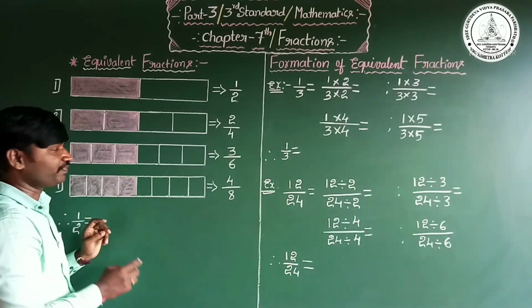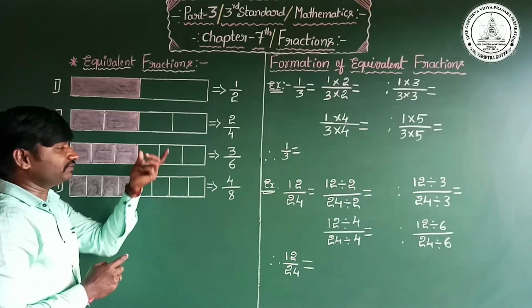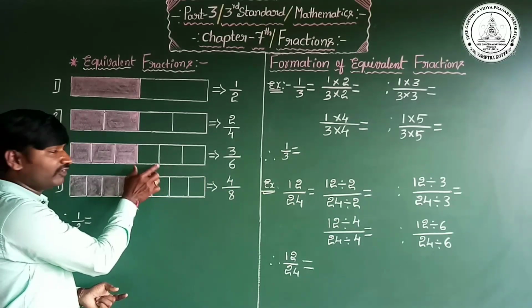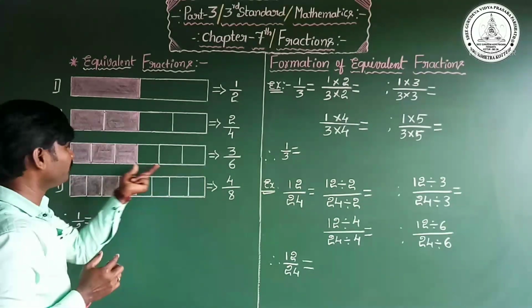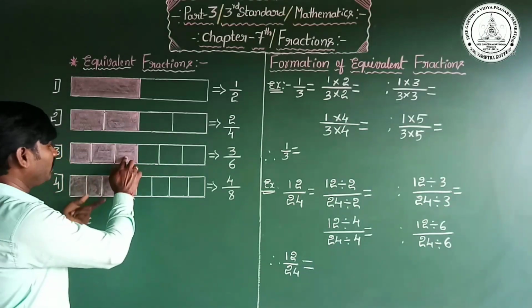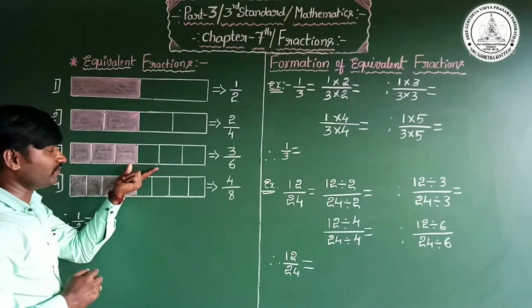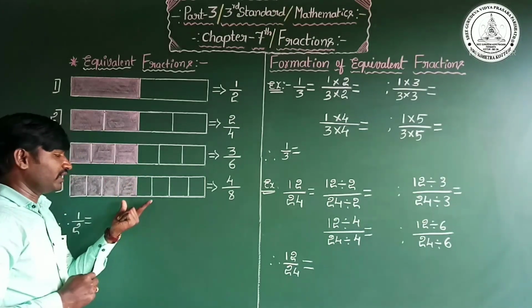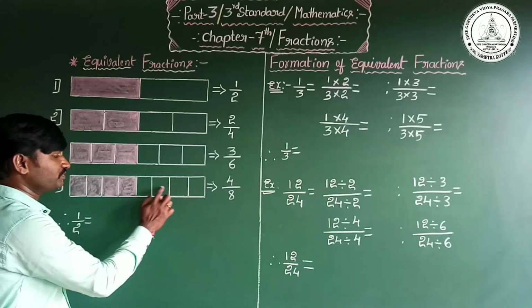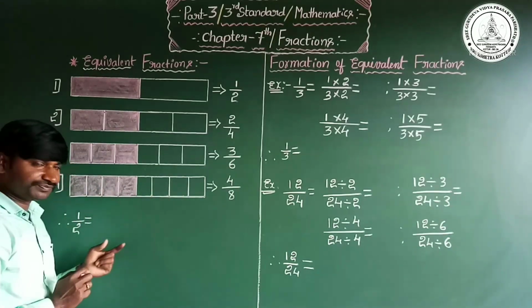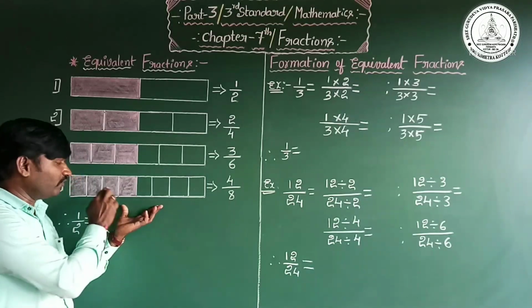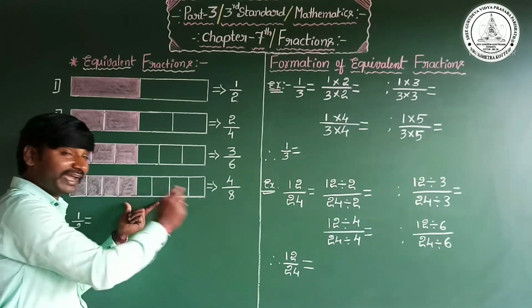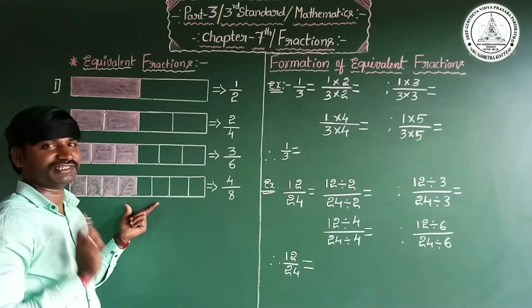In the third figure, the rectangle is divided into 6 parts. Out of 6 parts, 3 parts are shaded: 1, 2, 3. Next, the fourth figure. The total parts are 8: 1, 2, 3, 4, 5, 6, 7, 8. Out of 8 parts, 4 parts are shaded.